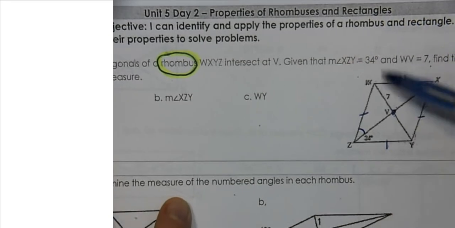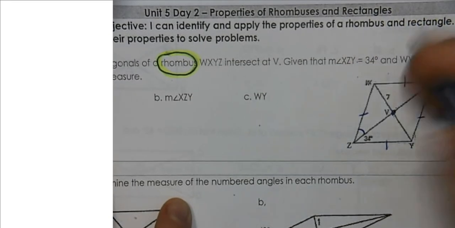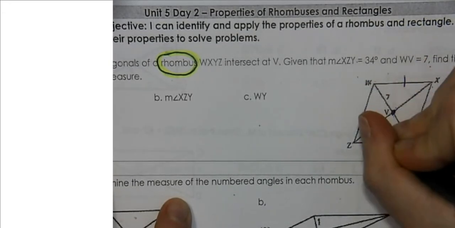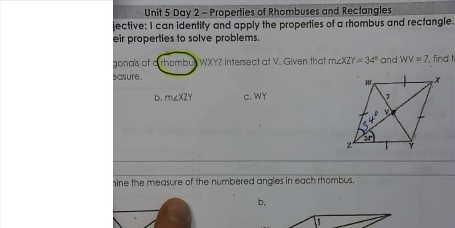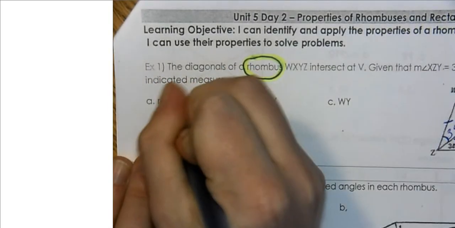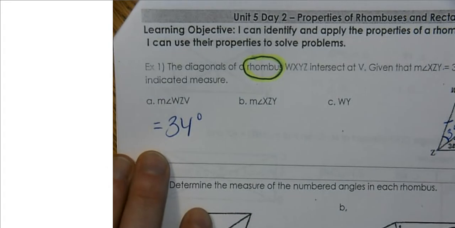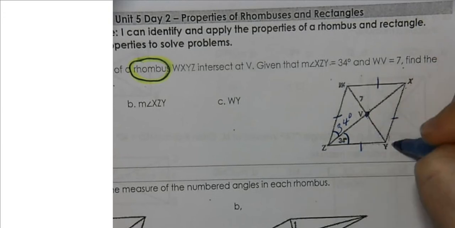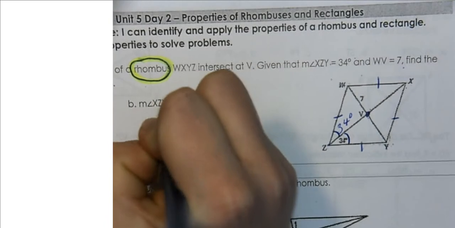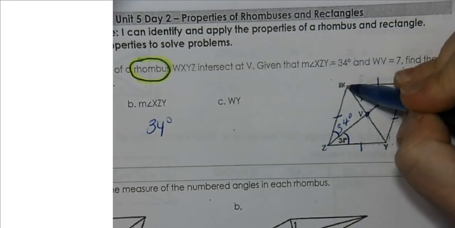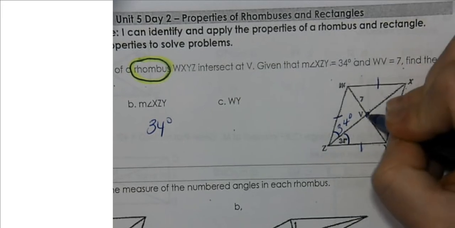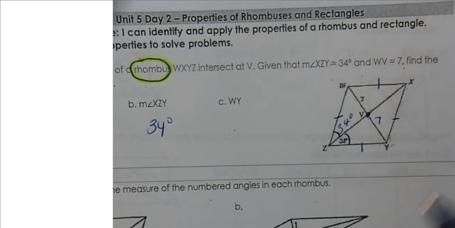One of the things that we know about a rhombus is that the diagonals bisect the opposite angles. And what that means is that WZV has to also be 34 degrees. So I'm going to write down 34 degrees. The measure of angle XZY, so here is XZY, we already know what that is. I guess that was already given to us. That was 34 degrees. And then WY. We know that diagonals bisect each other. So W to Y, we know that V to Y has to also be 7. And 7 plus 7 is 14.